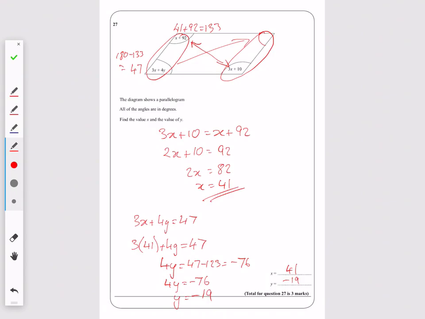Now, a lot of people would think that that's wrong because you've got a negative number, but it's absolutely fine because it gives you a positive answer when you substitute the 41 and minus 19 in. So that's fine.